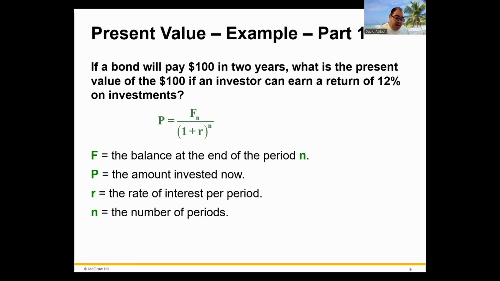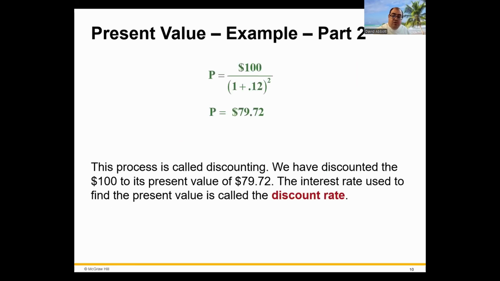So again, F is the balance at the end of the period. P is the amount that gets invested now. R is the rate of interest per period, and N is the number of periods. And if we just plug in and chug, we come out that P, which would be the present value, is $79.72. This process is called discounting.